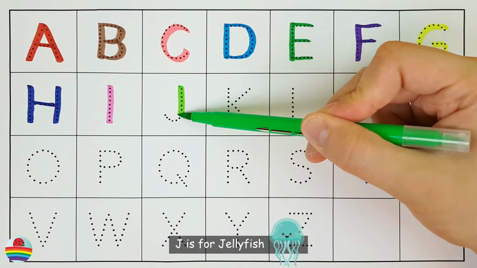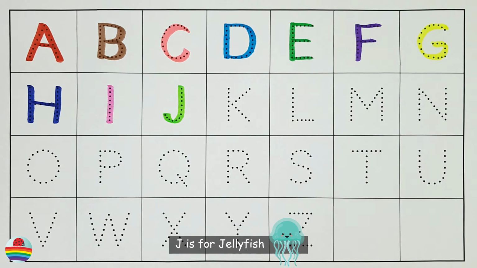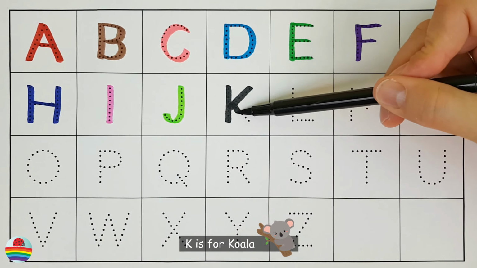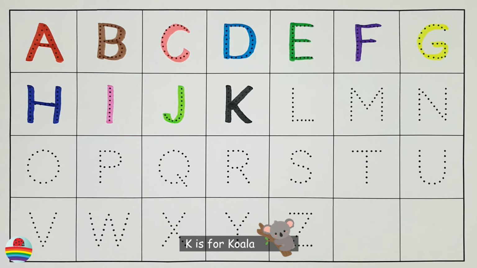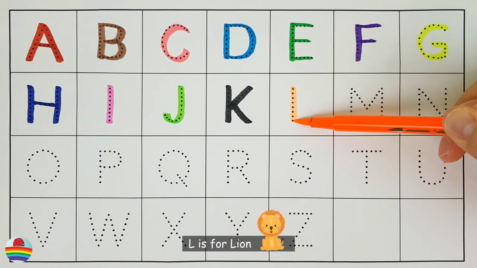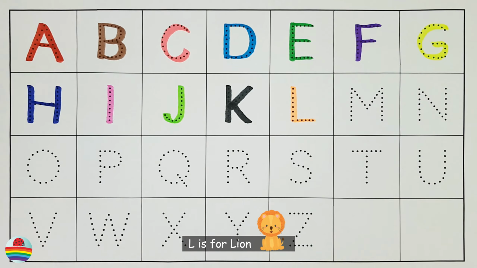J. J is for jellyfish. K. K is for koala. L. L is for lion.